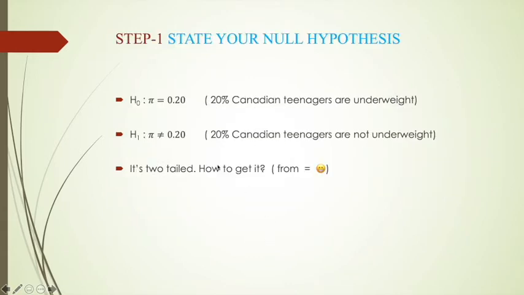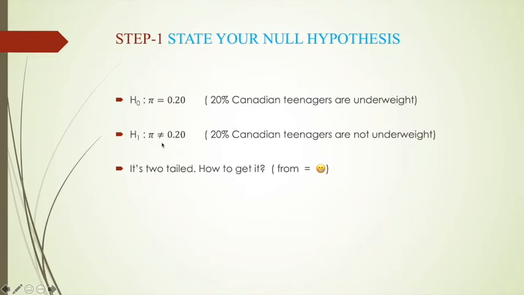So as usual, the first step is we have to state our null hypothesis. The null hypothesis here can have less than or equal to, or greater than or equal to statements like this. They always have that. For alternative, it's either not equal to, less than, or greater than. And with this, it's very easy to identify if it's a one-tailed or a two-tailed. So for not equal to, always two-tailed.